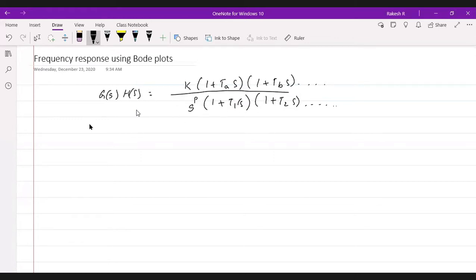For this, we need to do the frequency response analysis, right? For frequency response analysis, what we need to do is plot the frequency omega with respect to the magnitude and the phase angle, right? We need to plot against the magnitude and the phase angle.